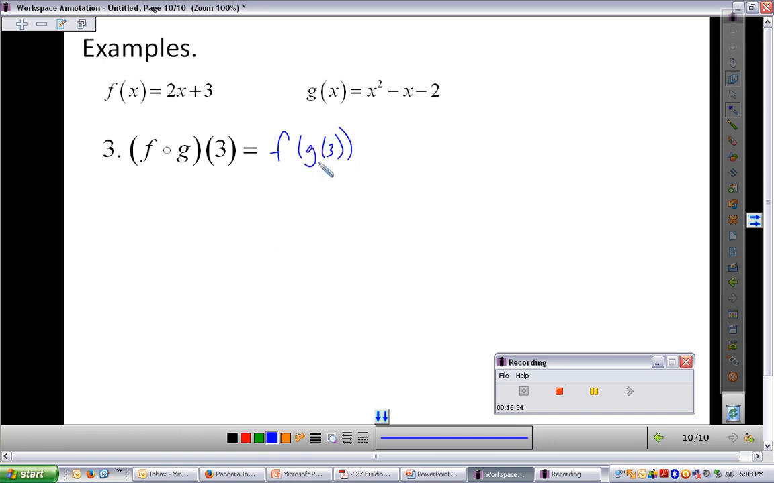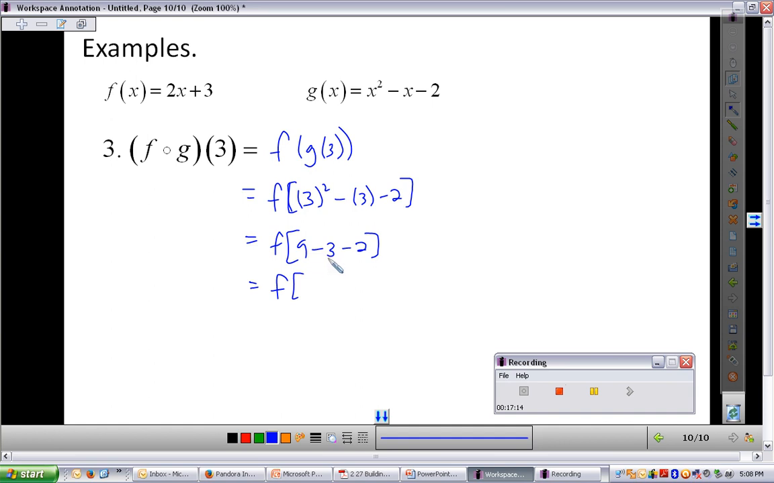The process is still the same. I'm still starting on the inside, and what that means is I'm starting with g of 3. So that's going to look like this now. f, and now I'm plugging this 3 into my g function for x. So I'm plugging the 3 here, so it's going to be 3 squared minus 3 minus 2. Some bigger brackets here. So I'm working on the inside here first. So 3 squared is 9, minus 3 minus 2.